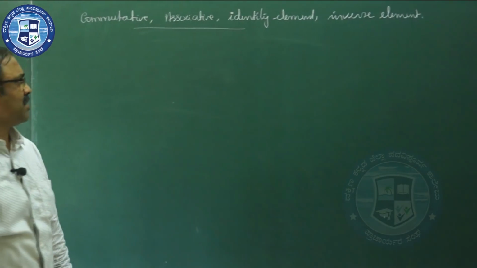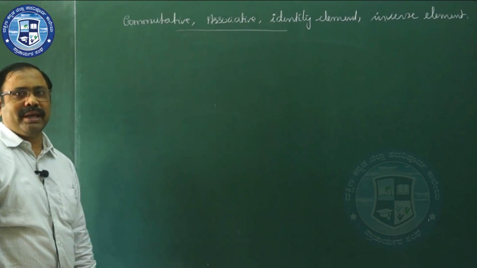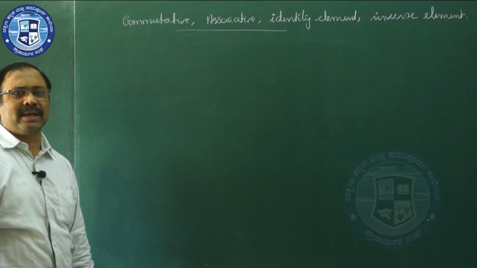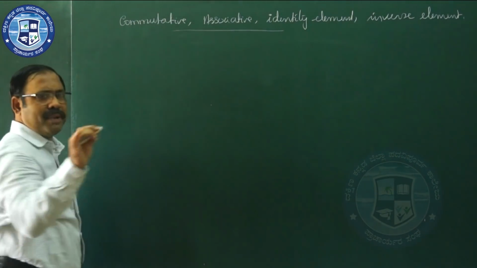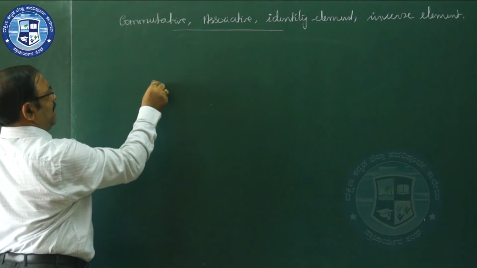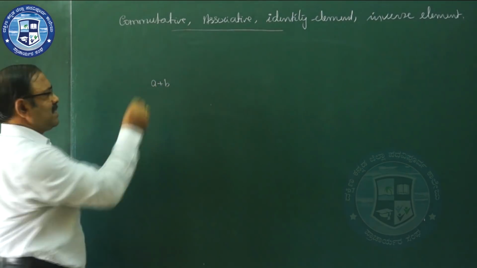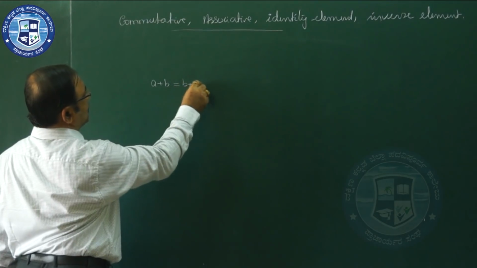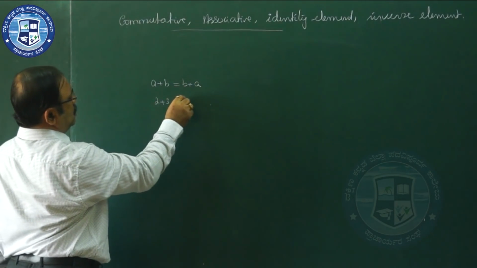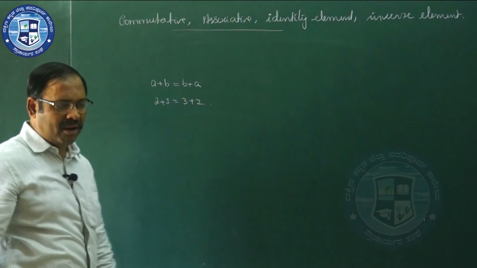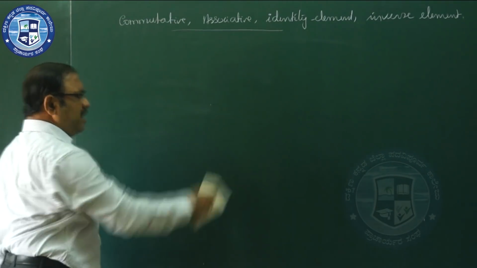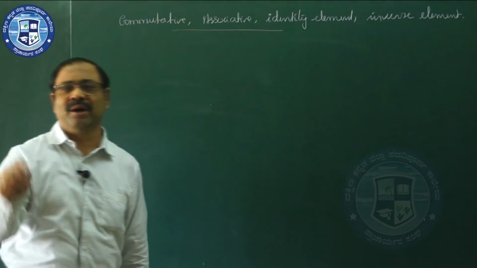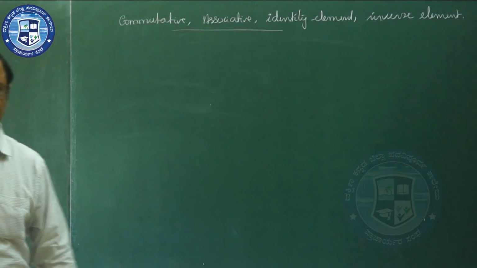Very simple section. So, commutative. In your high school or earlier classes, you have studied this. Commutative means, if you take any two numbers, A plus B equals B plus A, 2 plus 3 equals 3 plus 2. This is the meaning of commutative. So the commutative property for addition and the commutative property for multiplication are defined.